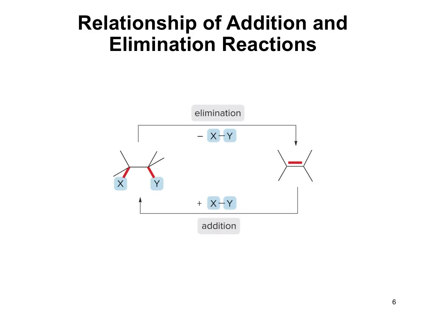As you can already tell, what I've hinted at is that elimination and addition are exact opposites. A pi bond is broken in an addition reaction, and it is formed in an elimination reaction. Often these reactions are reversible.